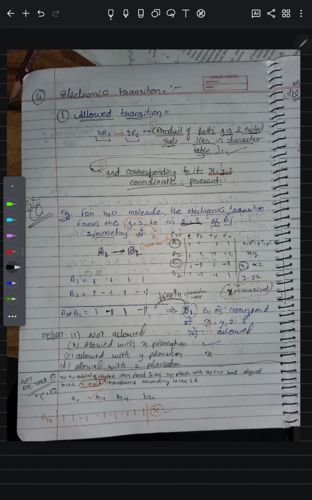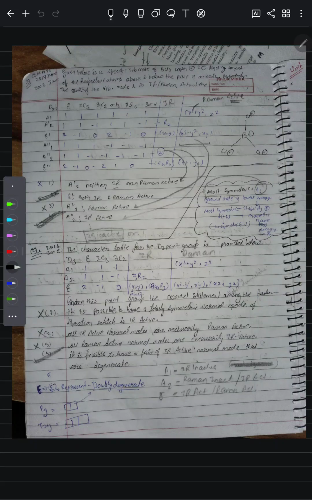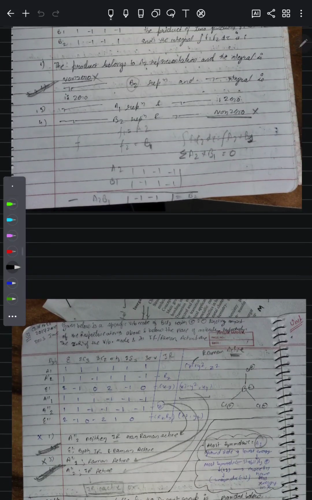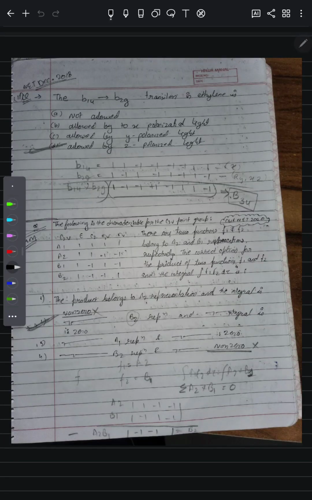Corresponding to this value, the x, y, z coordinate must be present. So the x coordinate is present, so it is an allowed transition. And according to the answer, this is allowed with x polarization because the x coordinate is present here. So B will be the right answer here. These are some examples, you can also check them. Thank you.